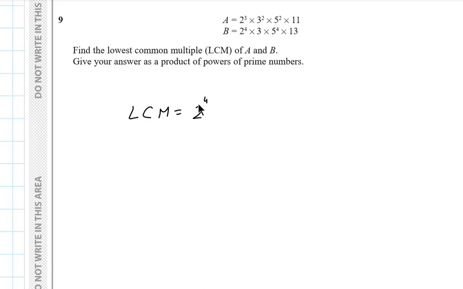because we are talking about multiple. For the common factor 3, we will take 3 power 2, and for 5, we can take 5 power 4. And finally, we will write 11 and 13 as they are. It's a very easy question. If the required is to get HCF, highest common factor, we should get the lowest power of the common factors, and we will not take any other factors.